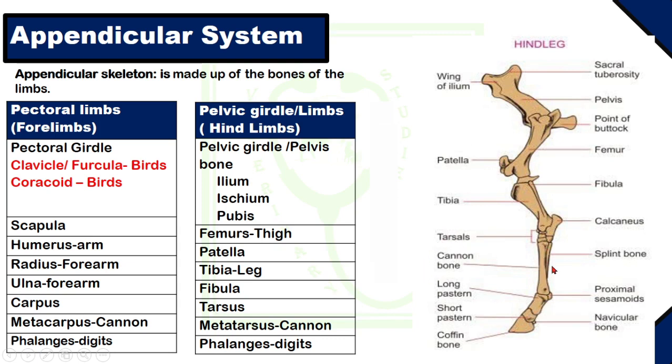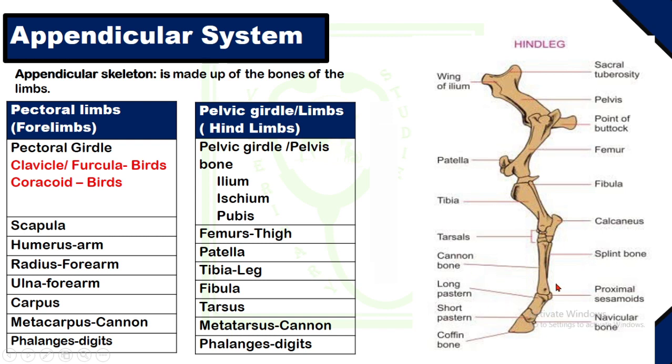On each side of the metatarsal bone, there are two small bones called splint bones. These are the second and fifth metatarsal bones. And this one is the digit of the animal, which consists of phalanges.